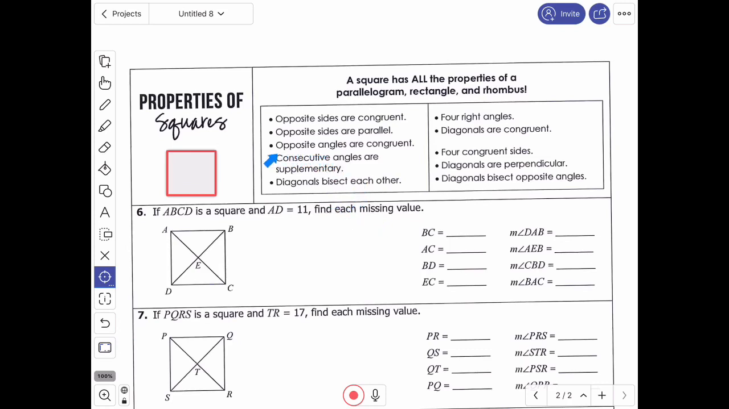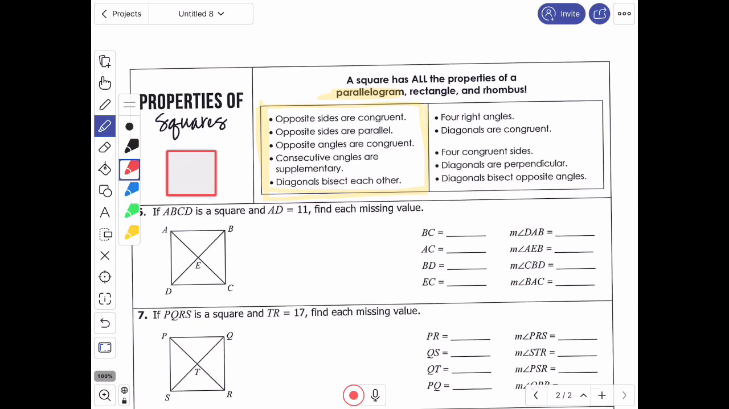So later, probably after spring break, we're going to make a map of how these all fit with a few more quadrilaterals that we'll get into. But for now, this first little box is all the properties of a parallelogram. So if you don't have those down somewhere, I hope you do. So these are all parallelogram properties.